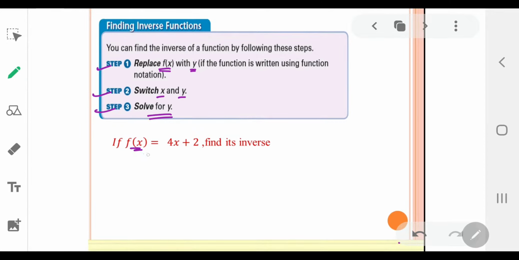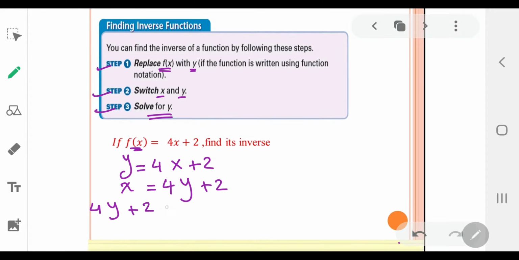First of all, instead of f of x, replace it by y. And then this is the first one. The second step is switch x and y. So this y will be written as x, and this x will be written as y. To make it easier for you, I would like to make 4y plus 2 is equal to x. I just made the right-hand side on the left and the left on the right to make it easier for you to solve it for y. Of course, you can skip this step if you can do it without it.